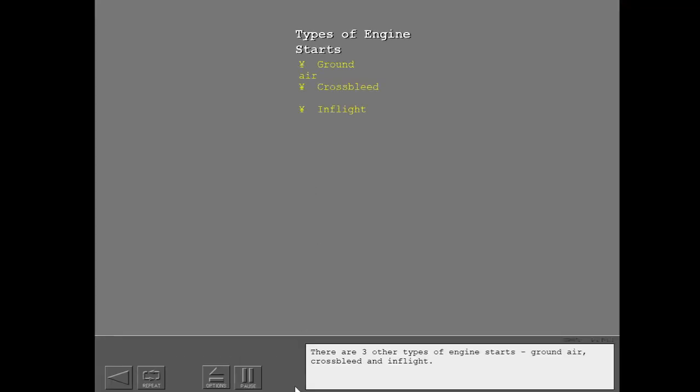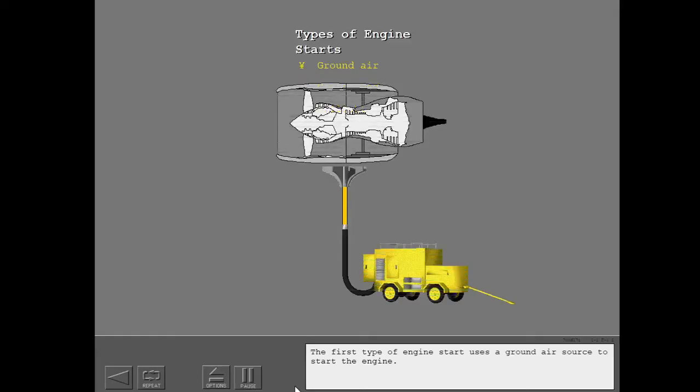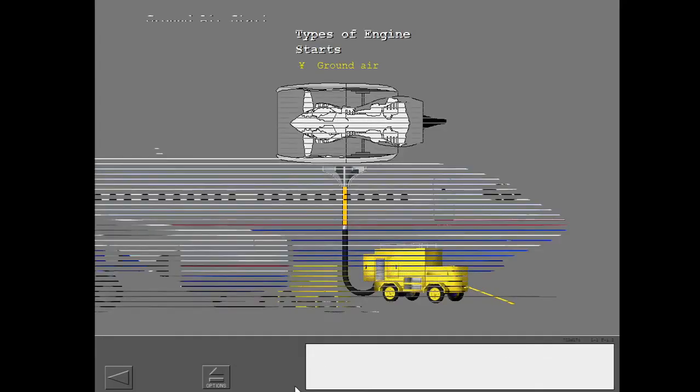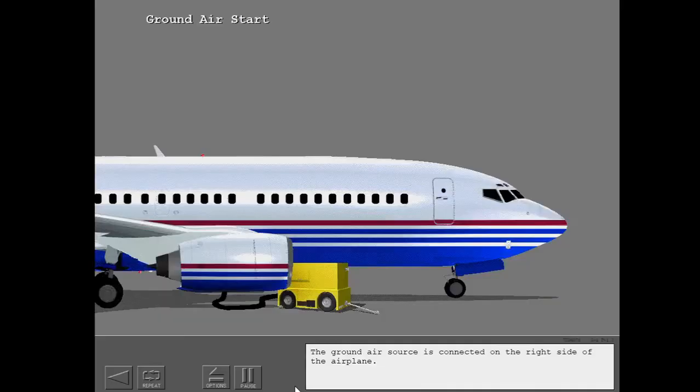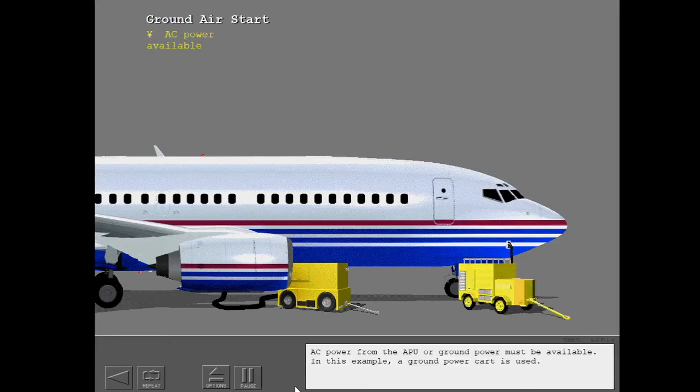There are three other types of engine starts: ground air, cross-bleed, and in-flight. The first type of engine start uses a ground air source to start the engine. The ground air source is connected on the right side of the airplane. AC power from the APU or ground power must be available. In this example, a ground power cart is used.